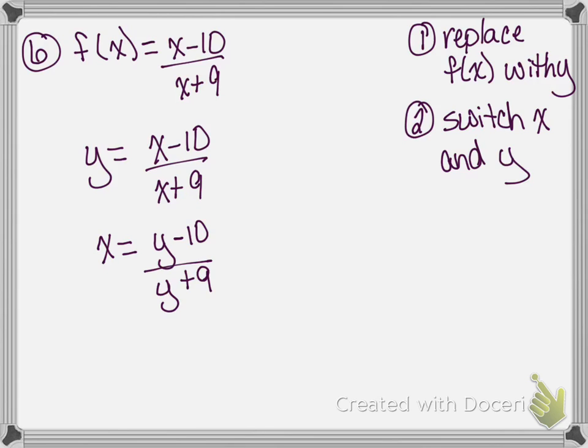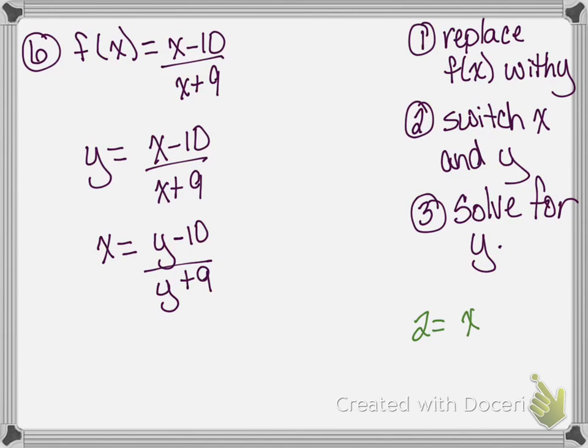Okay? My third step is to solve for y. And solving for y is where students get confused. So the first thing I want you to think about is if I had the problem x over 4 equals 2. How would I solve for x in 2 equals x over 4? Well, I'd multiply both sides by 4.